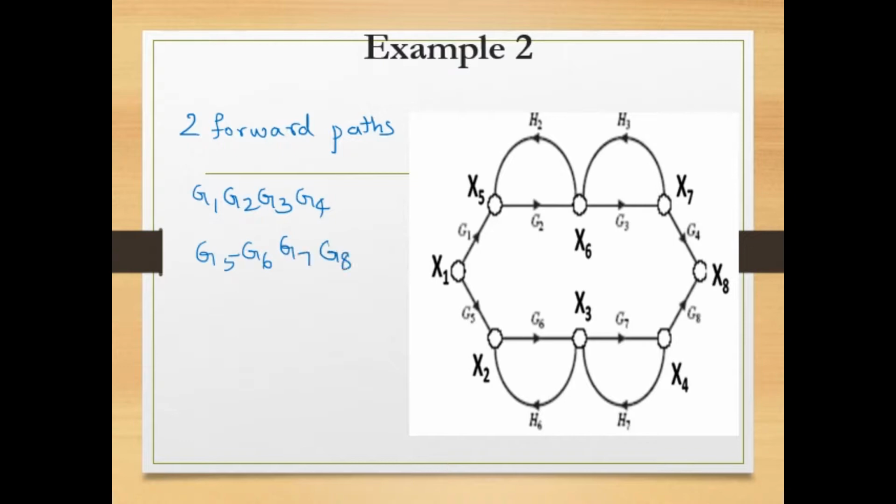This is the first loop, this is the second loop, this is the third loop, and this is the fourth loop. The first loop has gain G2 into H2, the second loop has gain G3 into H3, the third loop has gain G6 into H6, and the fourth loop has gain G7 into H7. So we have four loops, and L1 and L4 are non-touching, L1 and L3 are also non-touching, L2 and L3 are non-touching, and L2 and L4 are also non-touching, but we don't have any self loops here. So the loops have more than one branch.